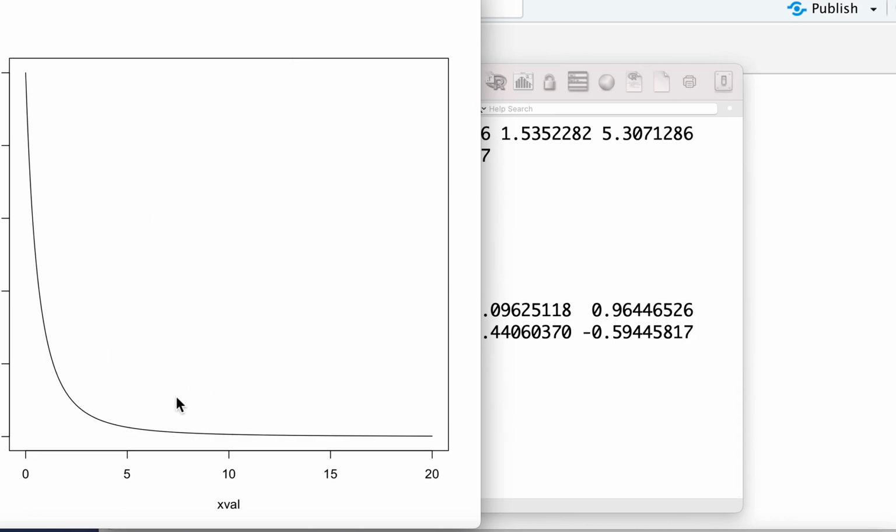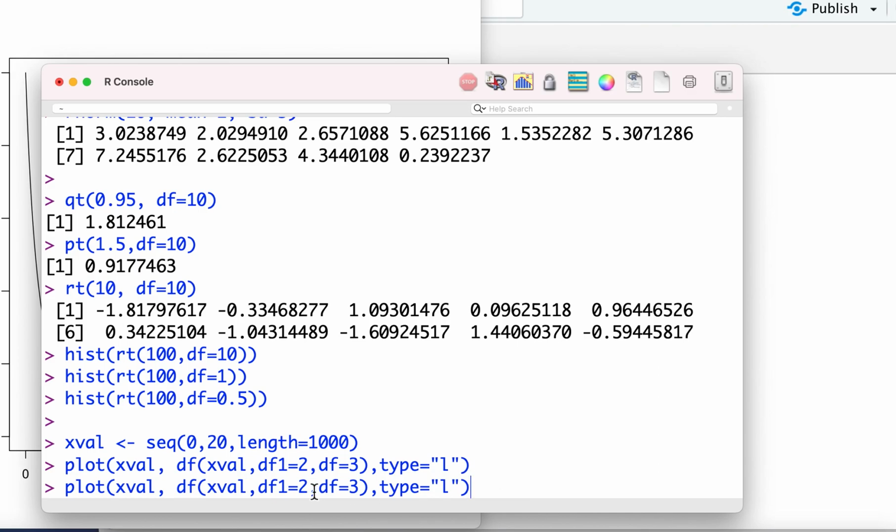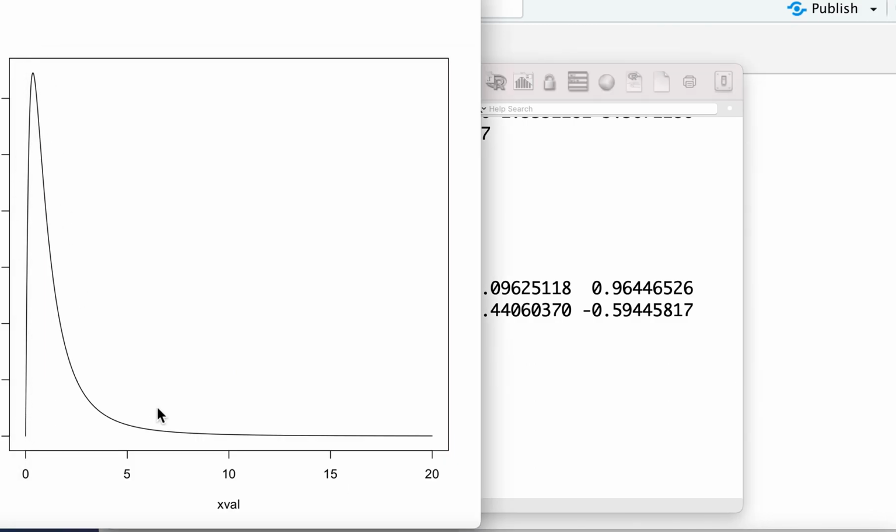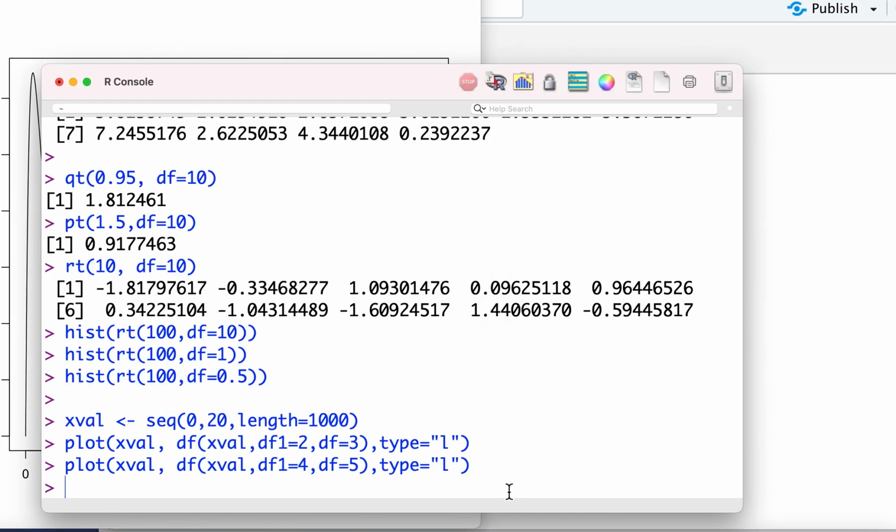Wow, so I want one that goes up and drops down. Let's try degrees of freedom 4 and 5. How's that? Better? Aha, that's a cool looking one. Look at that. It goes up, drops down. That's a typical F distribution.